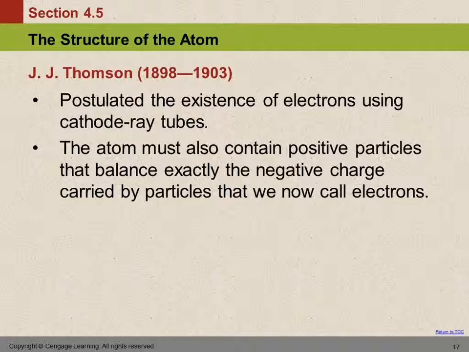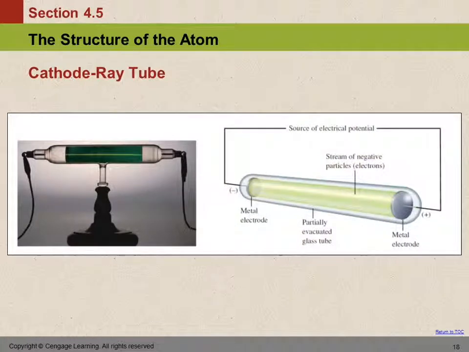Back around the turn of the 20th century, around 1900, a guy named J.J. Thomson was interested in what was inside of the atom. And he postulated, which means he said, I think this is true, the existence of electrons using some experiments with cathode ray tubes. The electrons had a negative charge, and in order for there to be a neutral charge on the atom, there must also be positive charges. This is kind of an overview of some of the things that he did.